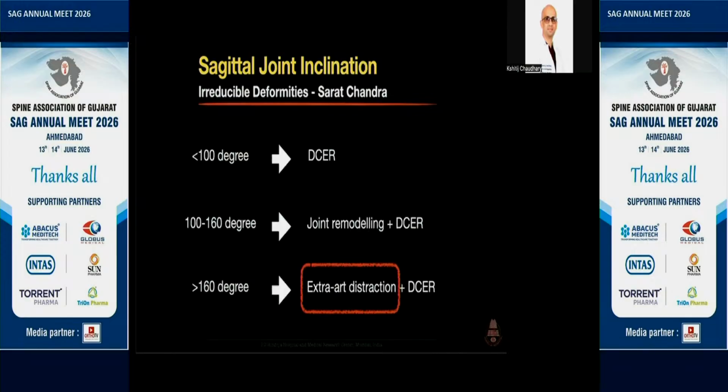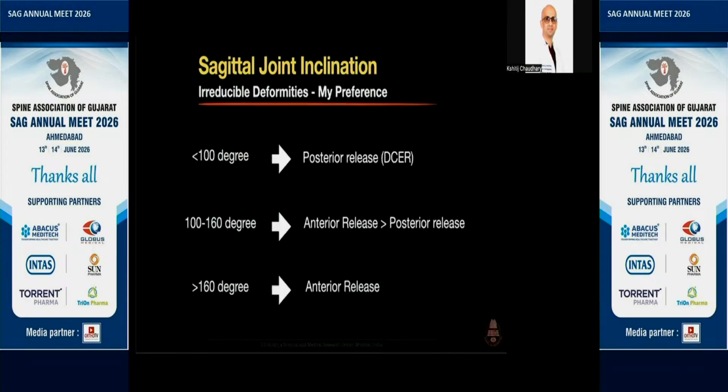And personally, I find the vertical joints very difficult to treat using extra-articular distraction, and this technique is not reproducible every time. So my preference is, if the sagittal joint inclination is less than 100 degrees, then I would choose a posterior distraction technique, which works quite well and is easily reproducible. If the angles are between 100 and 160 degrees, then I think it depends on a lot of other factors, and this is a bit of a gray area.